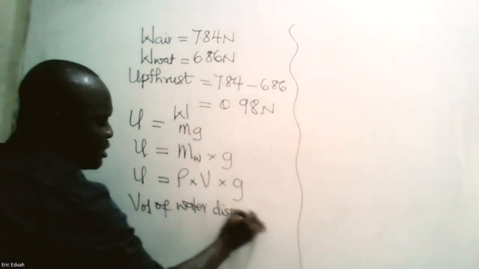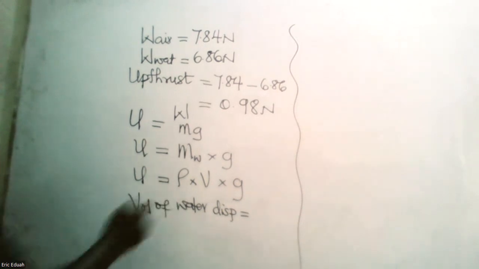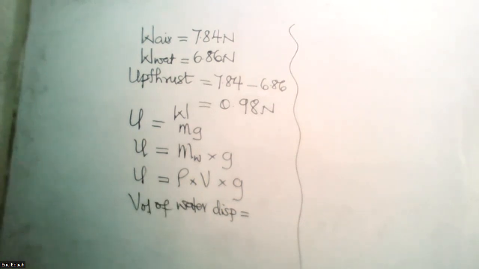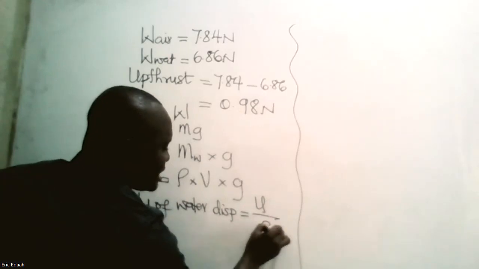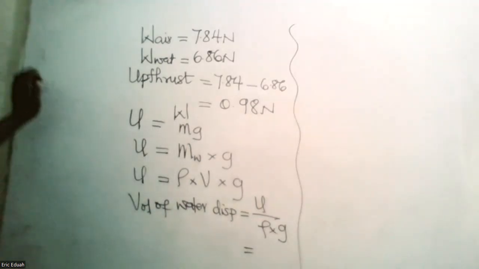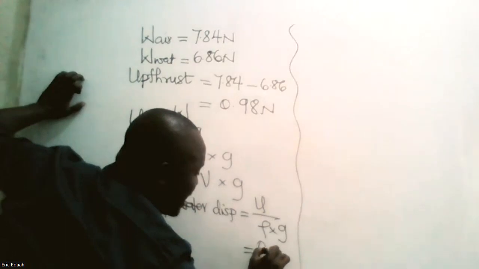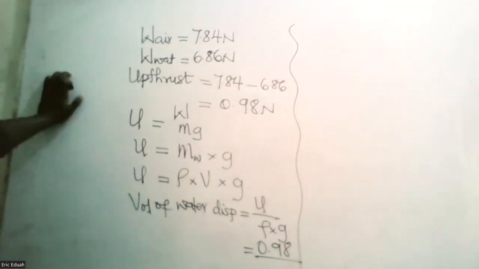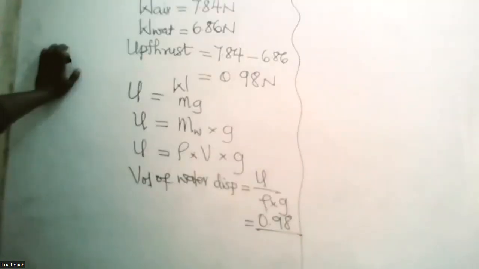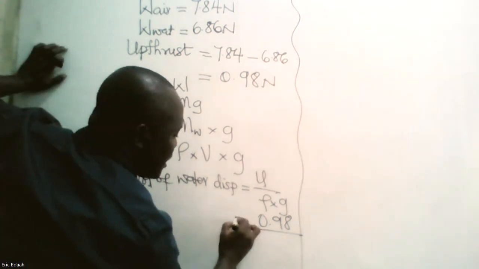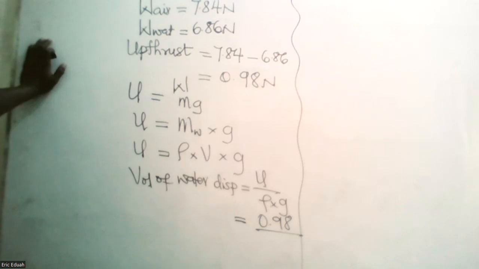Please help me in calculating the volume of water displaced here. It will be upthrust over density times gravity. Put the figures together for me and give me the final value. The upthrust is 0.98. What's the density of water? 1,000 kilograms per meter cube.